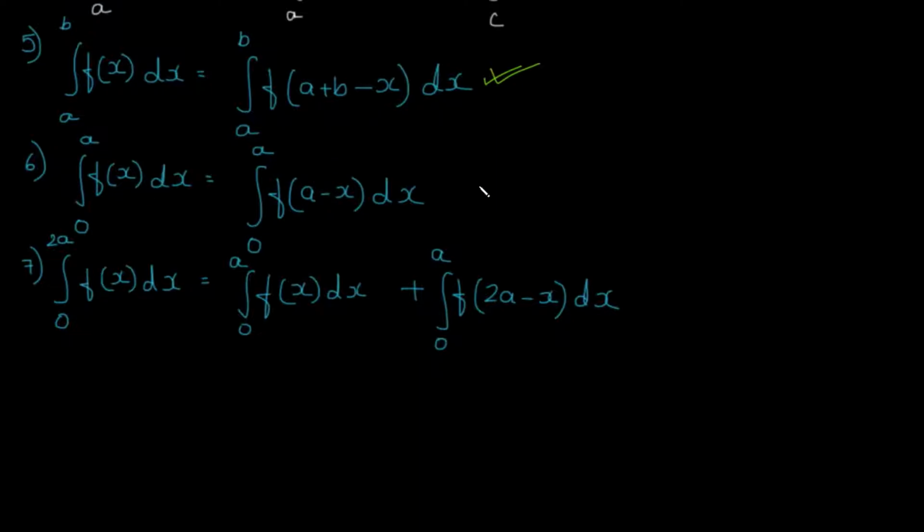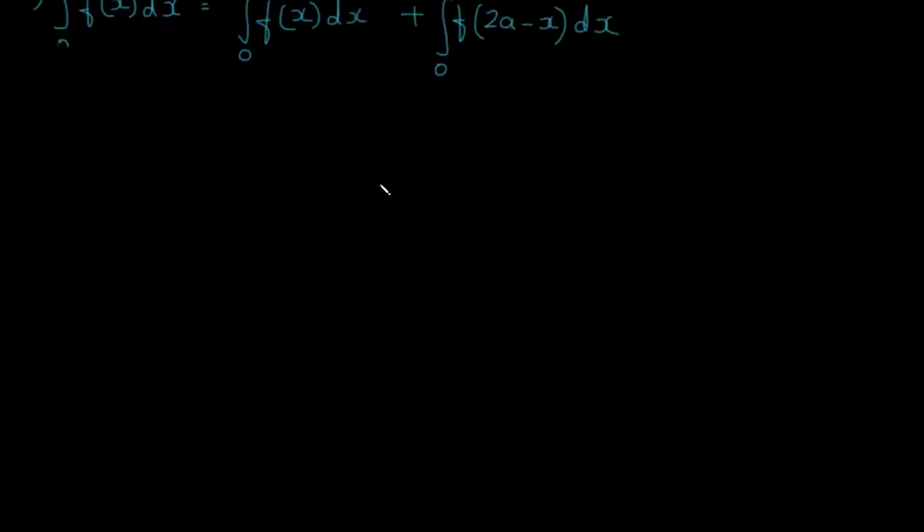Similarly, property 6 is also very important. The property is the integral from 0 to a f(x) dx is equal to the integral from 0 to a f(a - x) dx. The seventh property, the integral from 0 to 2a f(x) dx is equal to the integral from 0 to a f(x) dx plus the integral from 0 to a f(2a - x) dx.